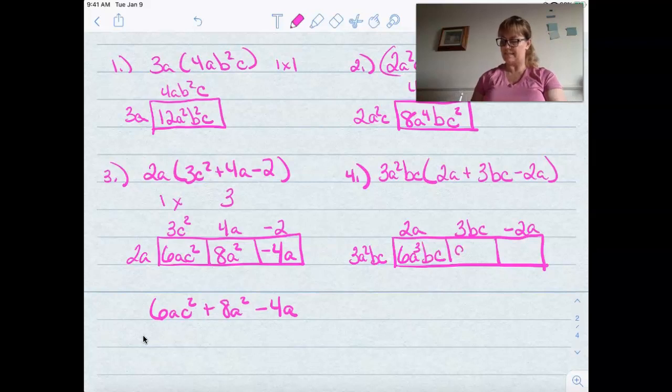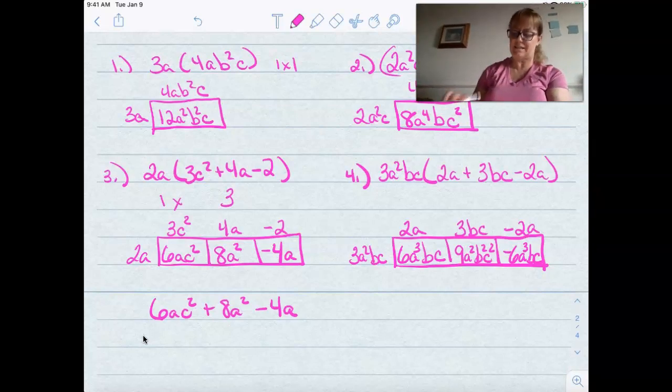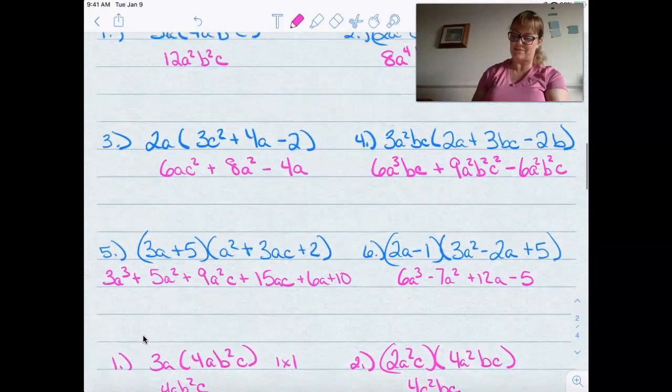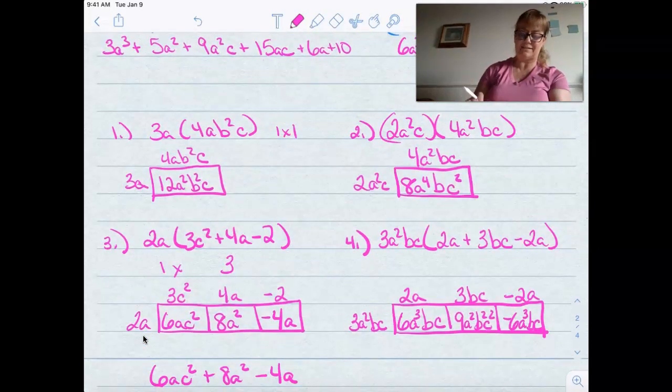3 times 3 is 9. A squared, b times b is b squared, c times c is c squared. 3 times negative 2 is negative 6. A squared times a is a cubed, bc. Well, now you can look here and see, you know what, I think I made a mistake going fast giving you your answers on number 4. I did. I've got to go back and correct that.